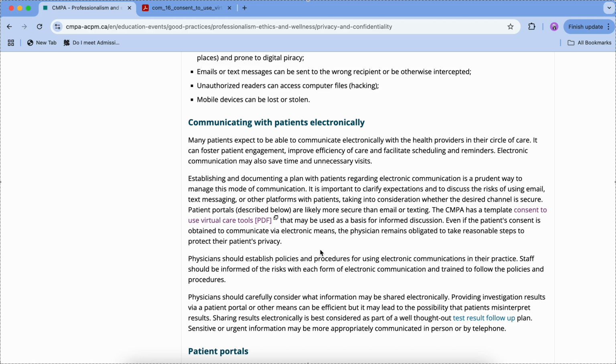Even if the patient's consent is obtained to communicate via electronic means, the physician remains obligated to take reasonable steps to protect their patient's privacy. For sure, the reason for getting the consent is the patient is aware of the risks and benefits, and second thing, if something happens, you have documented something so you can save yourself. But the question is, does that mean that your obligation goes away?